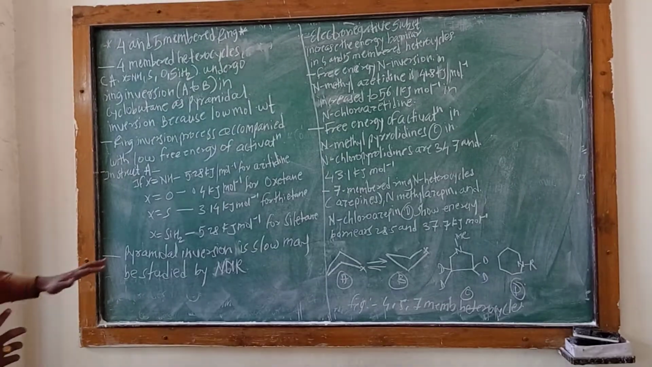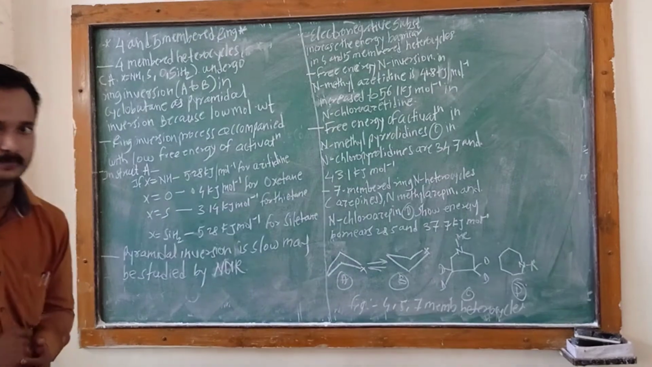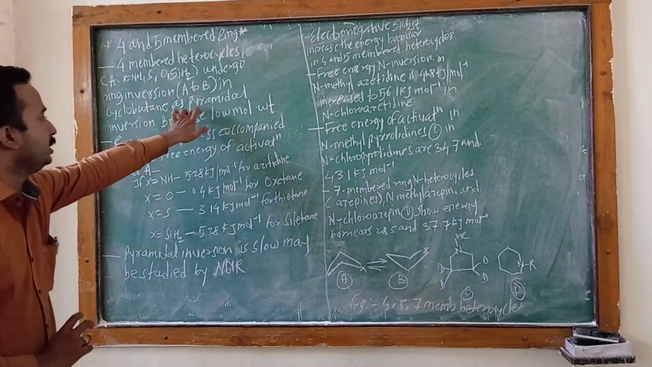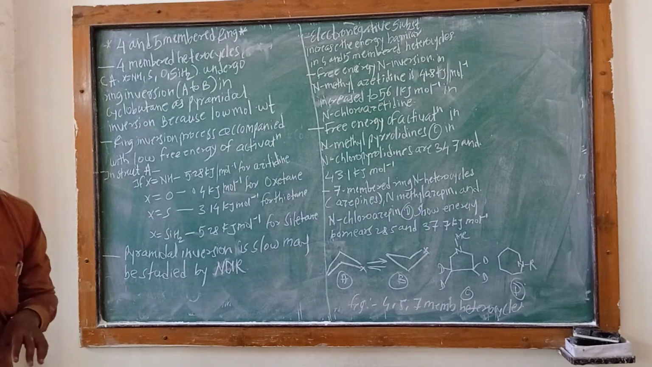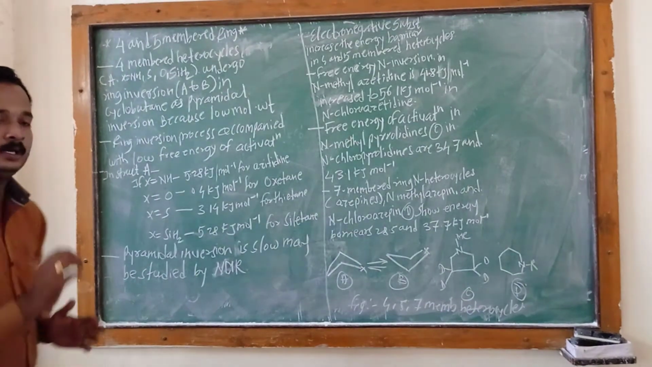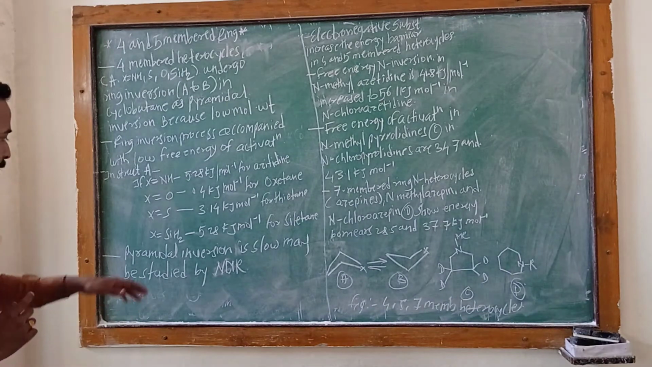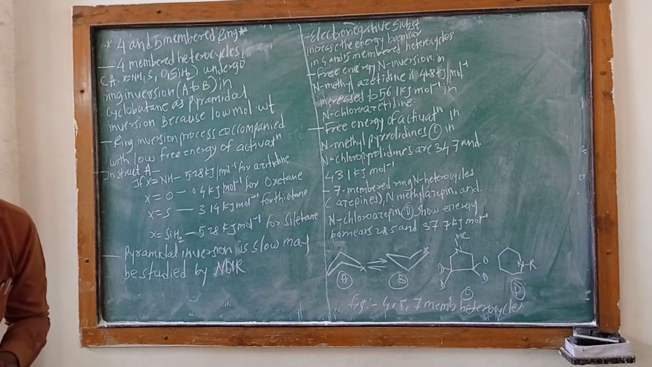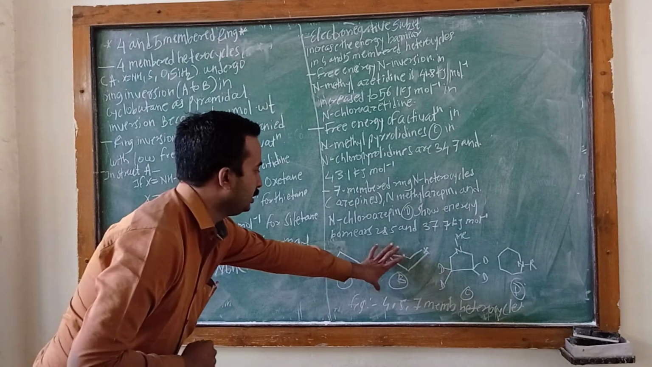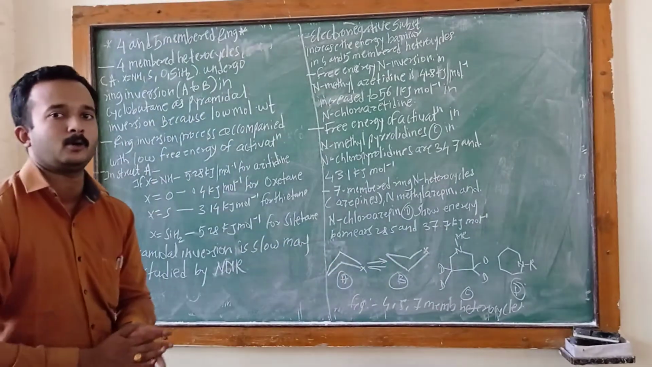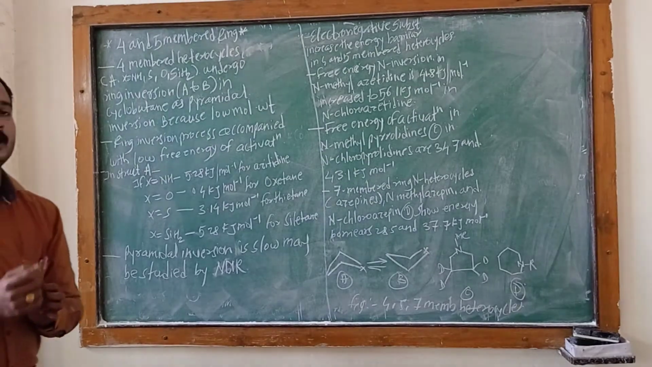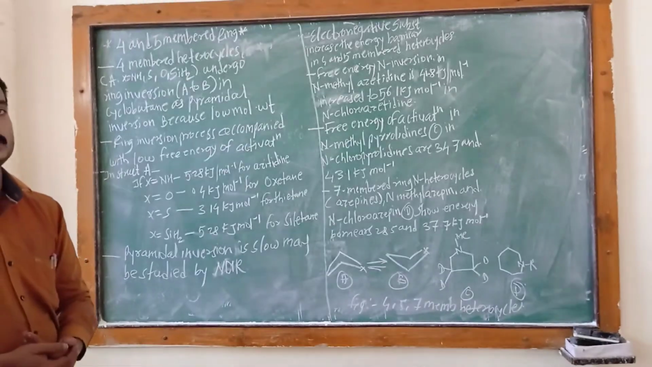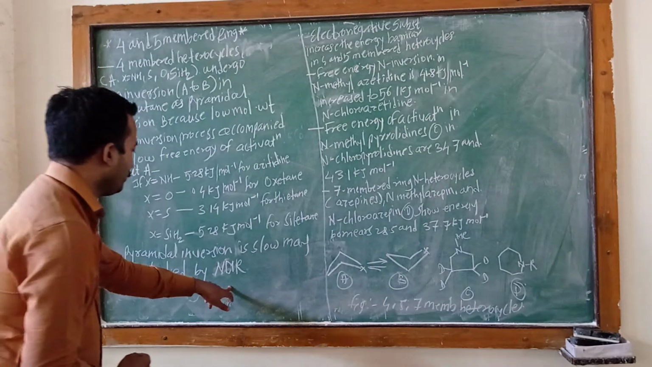Next, the pyramidal inversion is slow. This ring inversion is a pyramidal inversion. Pyramidal inversion is slow and may be studied by NMR. So its rate of reaction is slow. Therefore the pyramidal inversion is slow because it is studied by NMR.